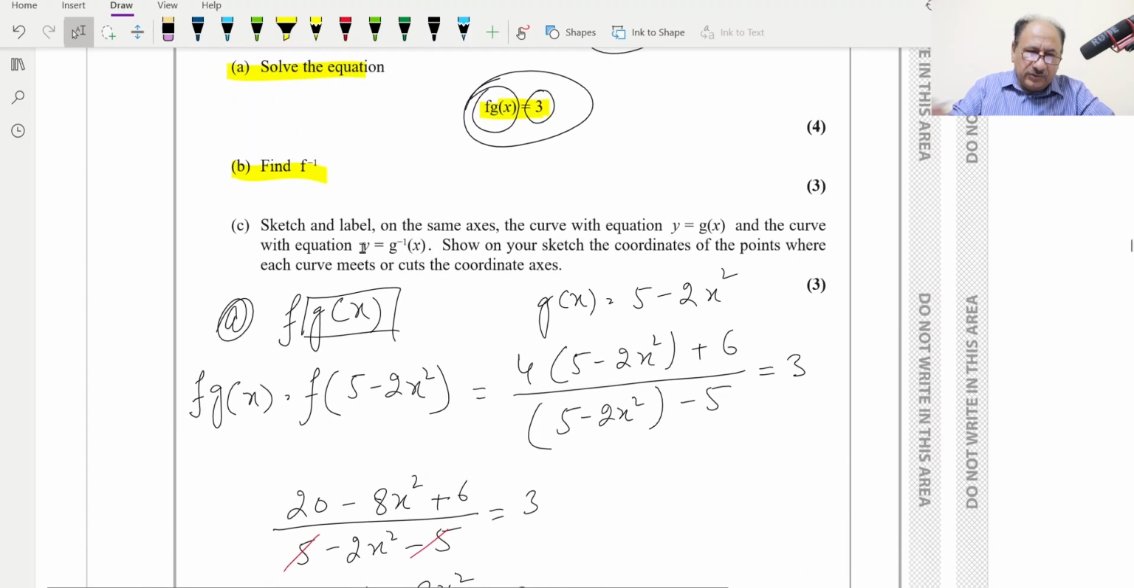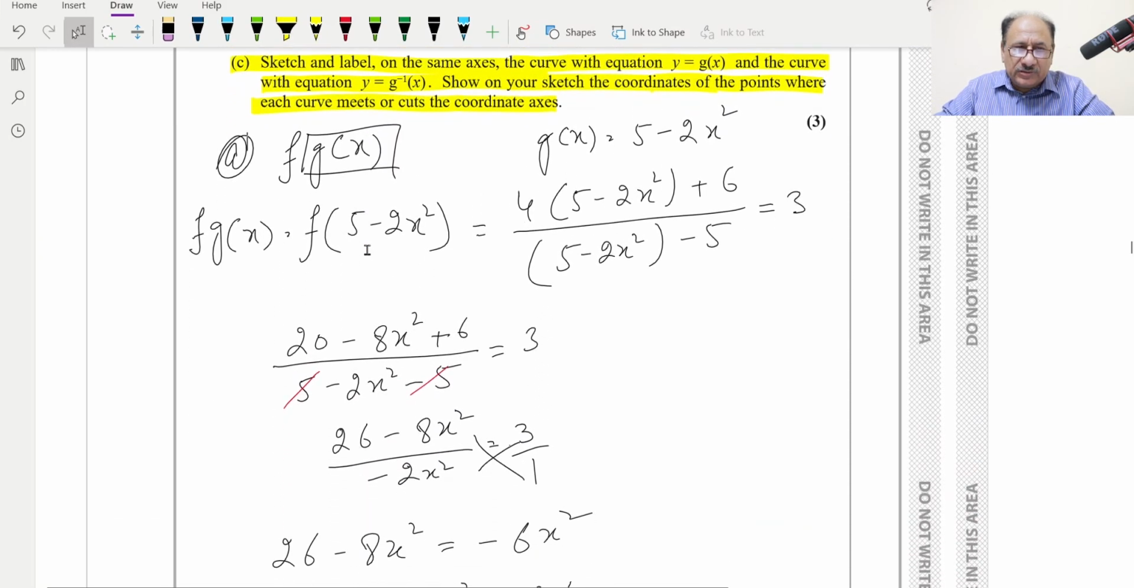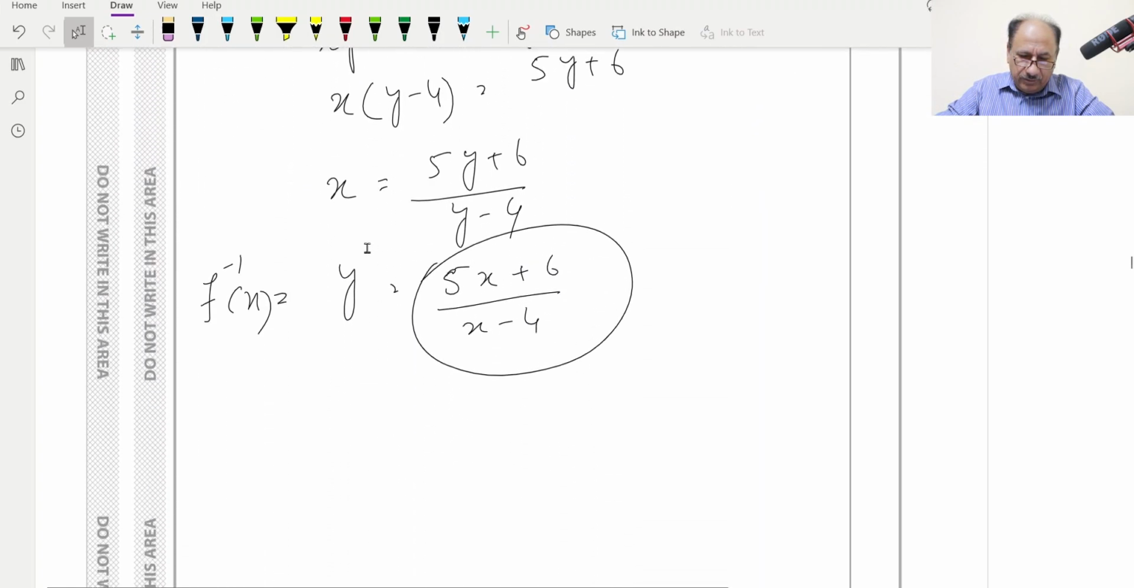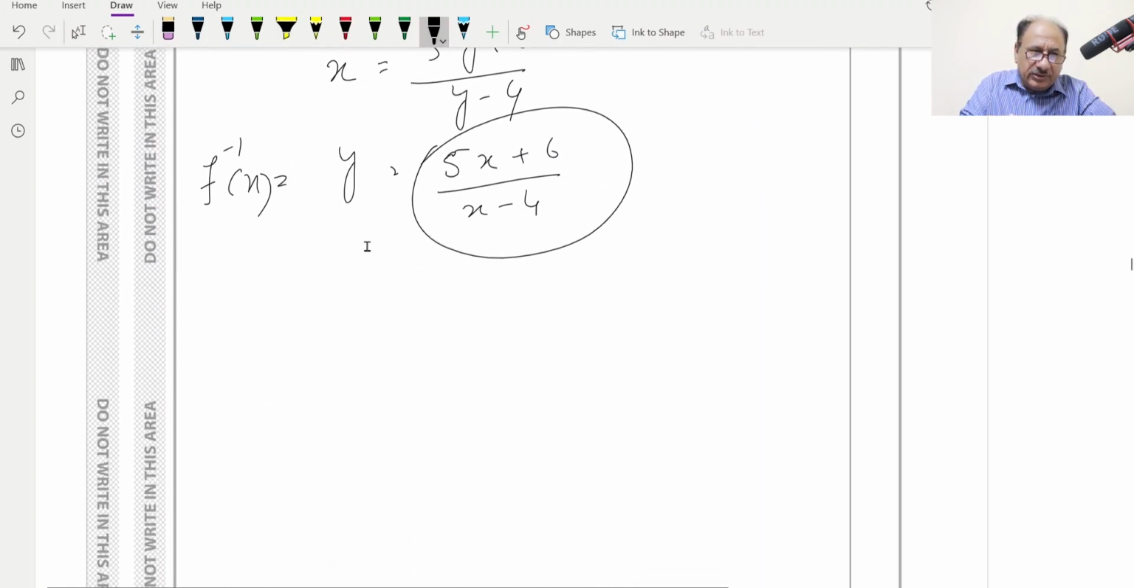Now for the C part, sketch and label on the x-axis the curve with y is equal to g of x and the curve with y is equal to g inverse. Show on your sketch the coordinates of the points where each curve meets or cuts the coordinate axis. So sketch we have to show. So for that one, for the C part, points of intersection also we can identify.